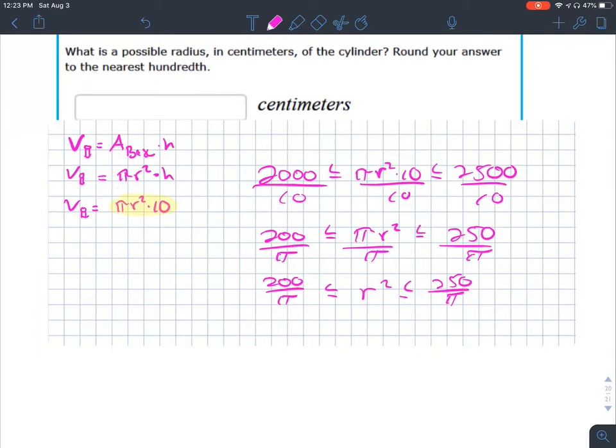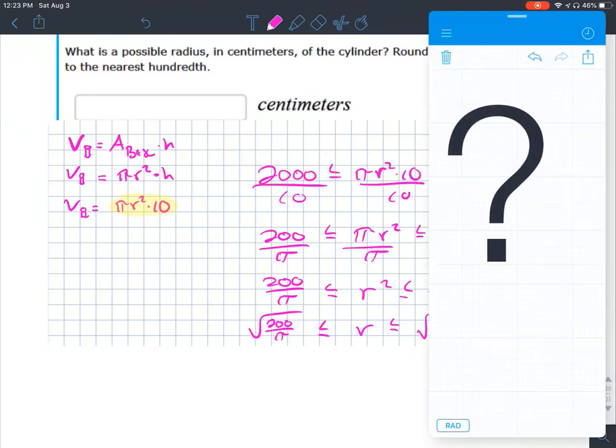And then to get r by itself, I'm going to square root the left, the middle, and the right. That's going to give me that this radius has to be at least the square root of 200 over pi, but no more than the square root of 250 over pi. I know there should be some pluses or minuses in here because we square rooted, but we're talking about a positive radius, so we don't need a plus or minus.